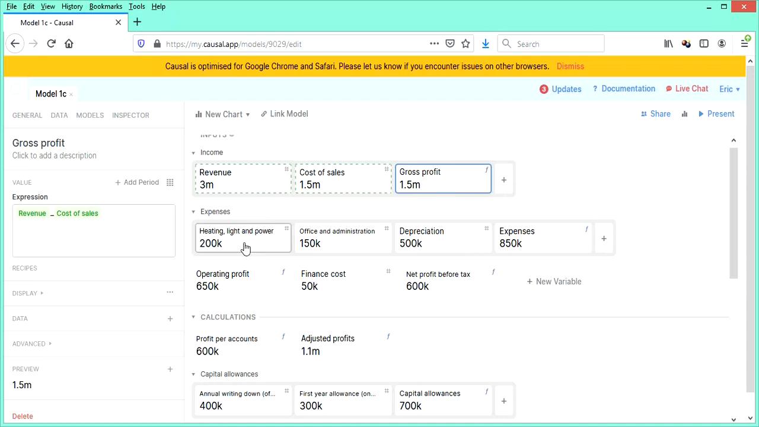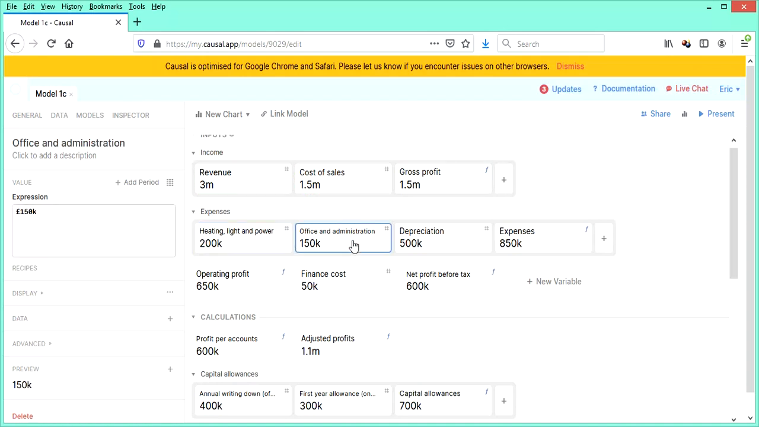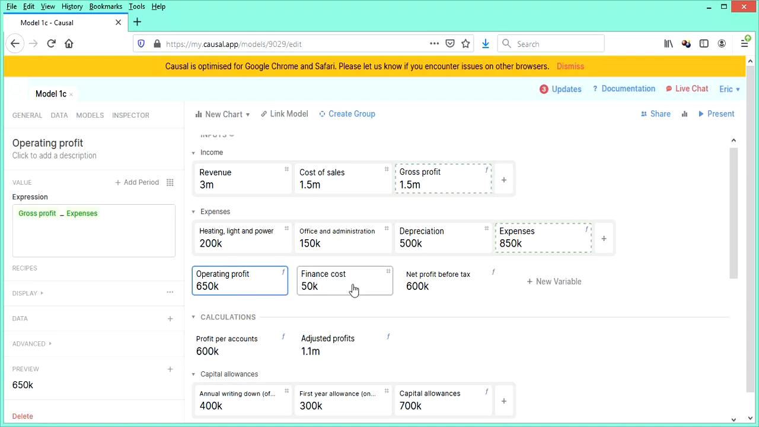Next, we have the company's expenses. The company has incurred 200,000 in heating, light and power expenses, 150,000 in office and administration expenses. Depreciation is 500,000. So the total expenses will be all of those added together, which gives us 850,000 pounds. Hence, the operating profit will be the gross profit minus the expenses, which is 650,000. In addition, the finance cost for the company for this year is 50,000 pounds. So that means the net profit before tax will be 600,000 pounds.